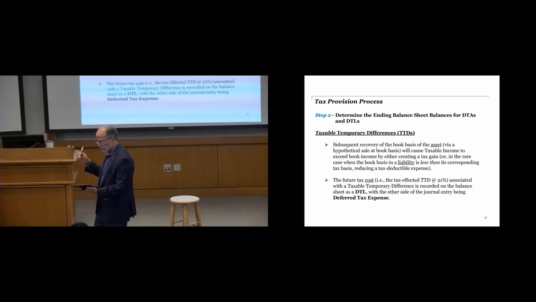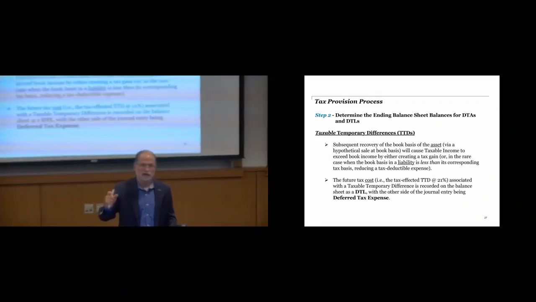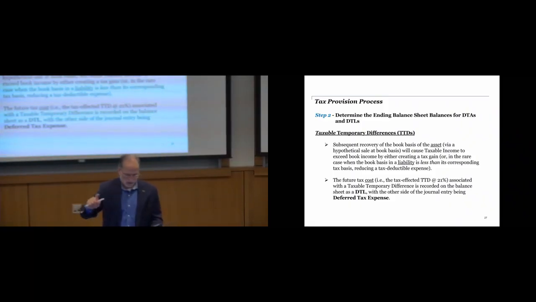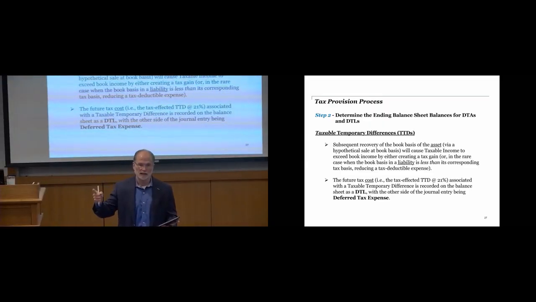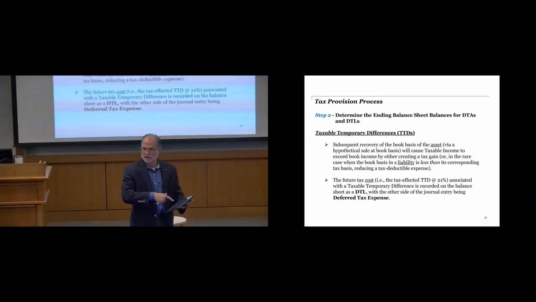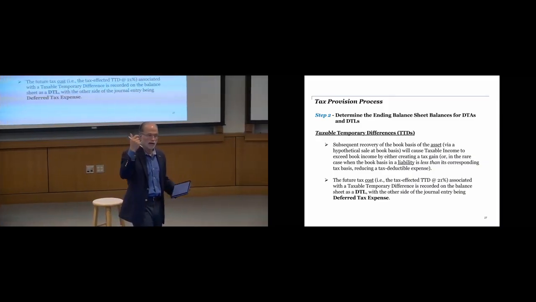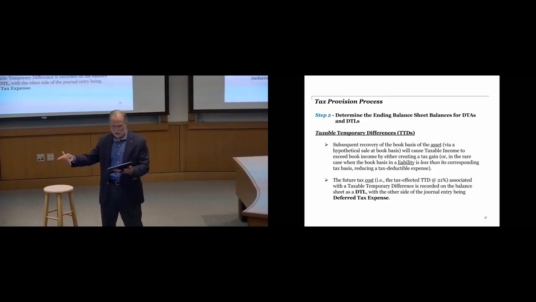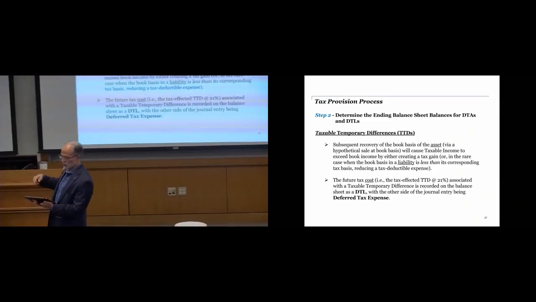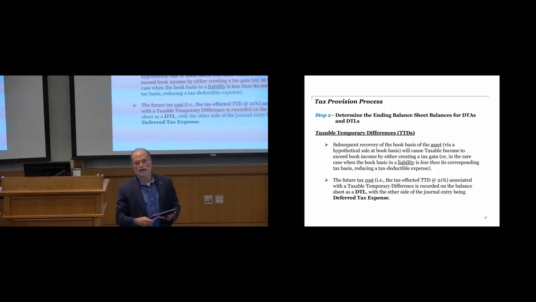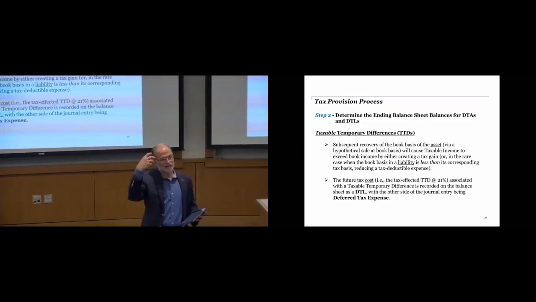Okay, so subsequent recovery of the book basis of an asset via a hypothetical sale at book basis, not fair market value, will cause taxable income to exceed book income by either creating a tax gain, those 2 examples I just showed you on that prior page, PP&E created a tax gain in the hypothetical sale, and the note receivable would have as well, or, in the rare case when the book basis in a liability is less than its corresponding tax basis, reducing a tax deductible. That parenthetical. So these can apply on assets. I think that's easier to understand.